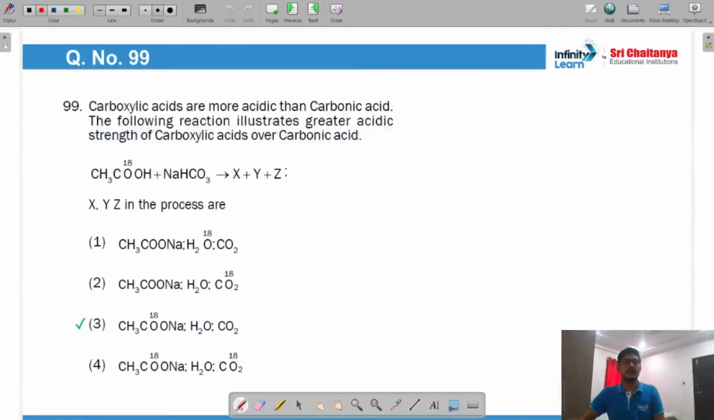Carboxylic acids are more acidic than carbonic acid. Of course, this is very simple. You take away H+ from carboxylic acid, and then HCO3- plus H+ is H2CO3, which is unstable, so it gives you H2O and CO2. So basically the carbon in carbon dioxide comes from bicarbonate, not from carboxylic acid. So this is the correct answer.